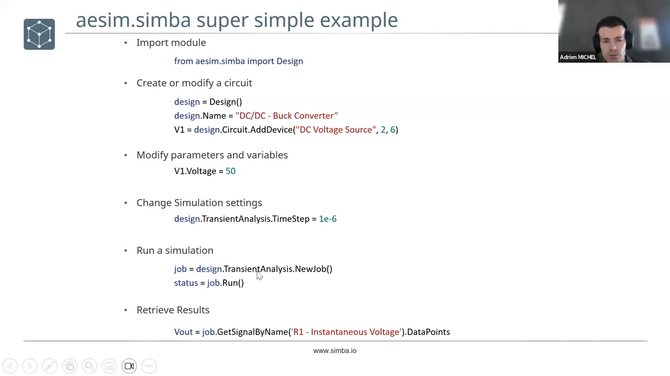And in this job, we are going to make a transient analysis. And we can also add the status. It means if you have any error on your simulation, it will retrieve your error. It will also give you the entire simulation time of your system. And at the end, you can retrieve any result. You can observe the output voltage, which is R1, R1 instantaneous voltage. Thanks to this syntax, you can directly observe the voltage across the resistor load.